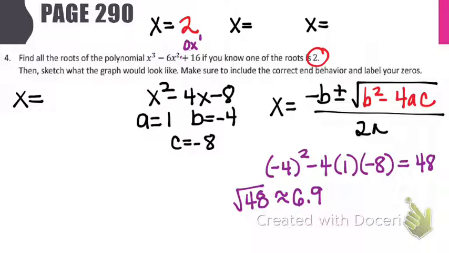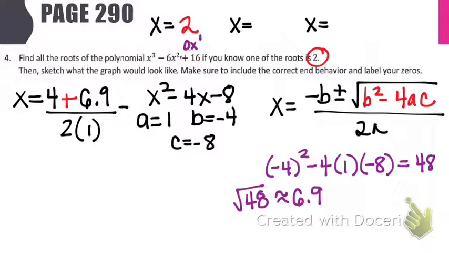So b is -4, so it's +4 plus 6.9, divided by 2 times a, which is 1. So type that in your calculator. Put 4 plus 6.9, and then hit enter, and then divide that by 2. You should get 5.45 for your second answer, so make sure that's what you got.